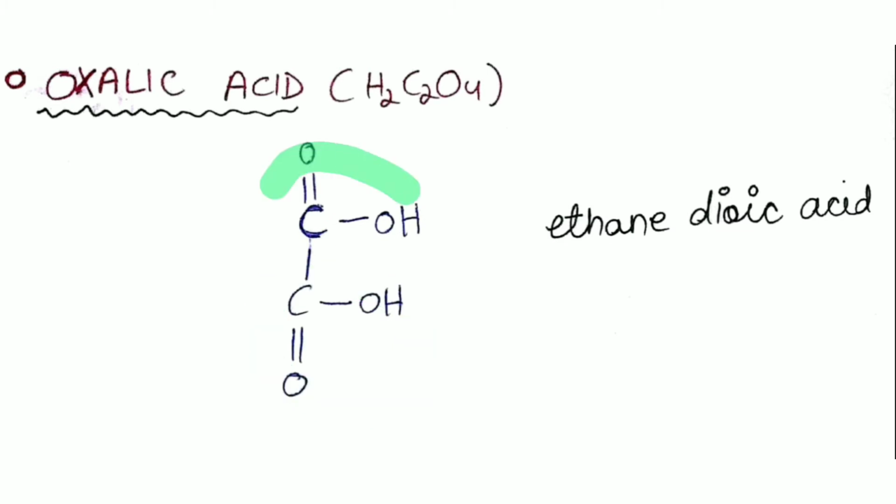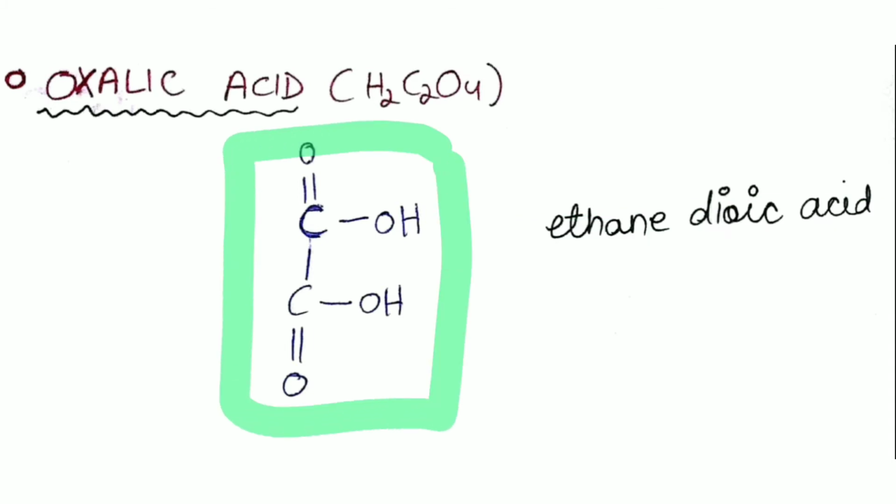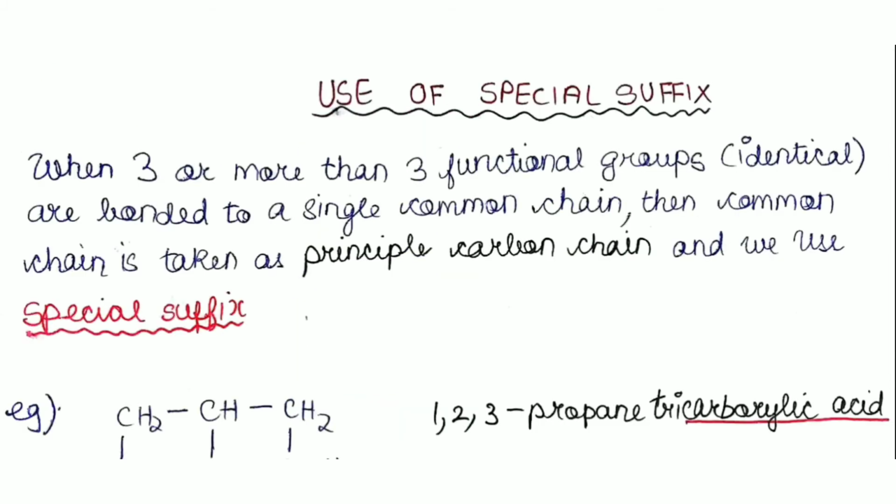2 functional groups are there. 2 times the carboxylic acid group is appearing. Therefore, di is used before oic acid, that is used as the secondary suffix for the functional group, that is our carboxylic acid. Therefore, oxalic acid, which has a formula H2C2O4, has an IUPAC name of ethane dioic acid, and this is its structure, guys. You just try to remember this structure, it's pretty easy, and it might come in handy to you in other topics as well. So guys, now let's see when we use the special suffix.